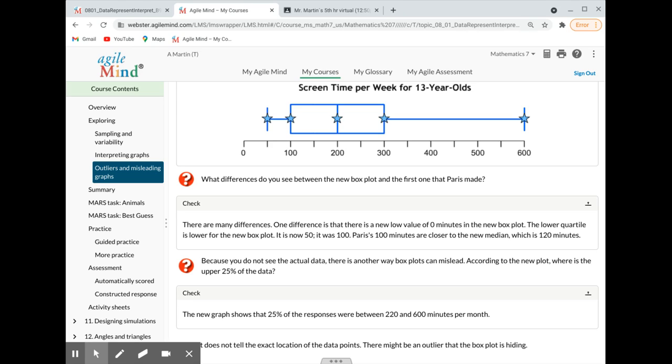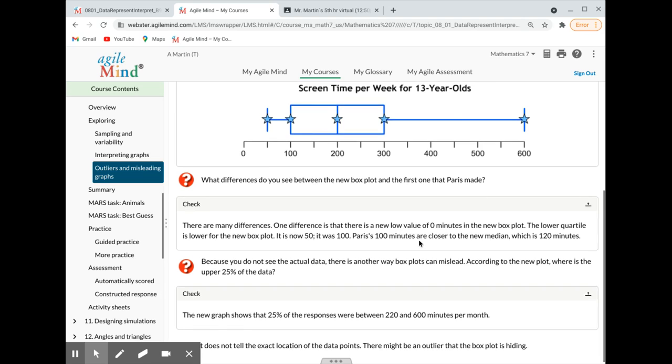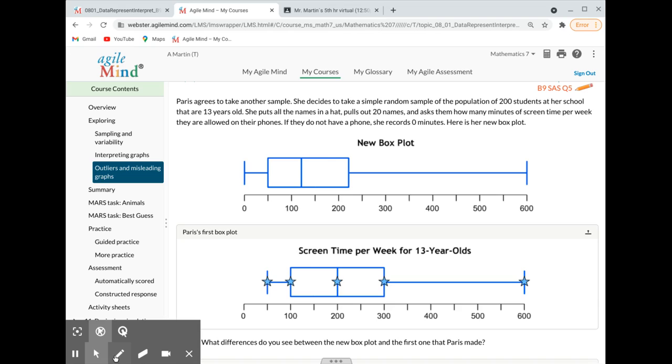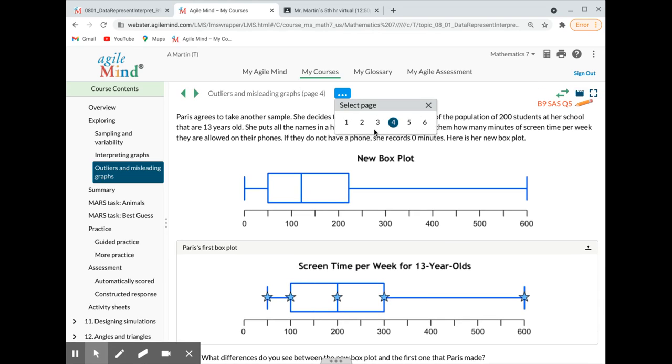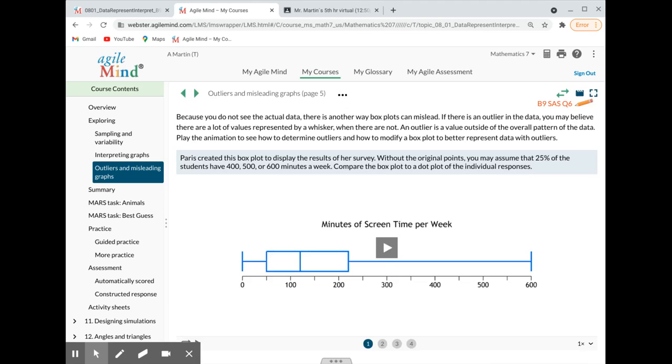All right. So it doesn't tell the exact location of the data point, so there could be an outlier that the box plot is hiding, and we're going to try to see if we can find that by finding the actual values. So could you read this, please, Brendan?